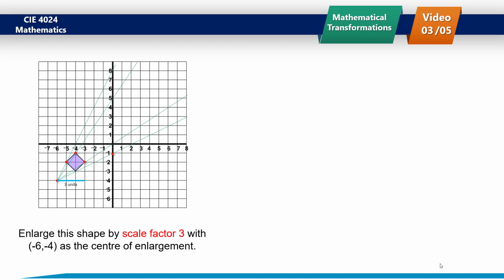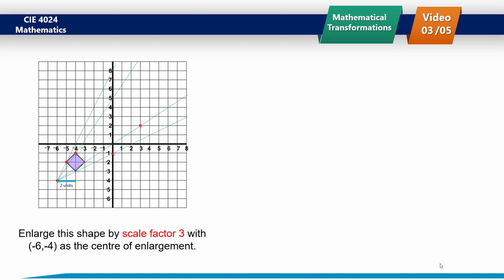We can see it's 3 units away horizontally from the center of enlargement. So that means we need to move 3 times 3, as the scale factor is 3, so 3 multiplied by 3, 9 units rightward. So 3 and 3, so it's all 9 units. So I will move that point 9 units rightward.